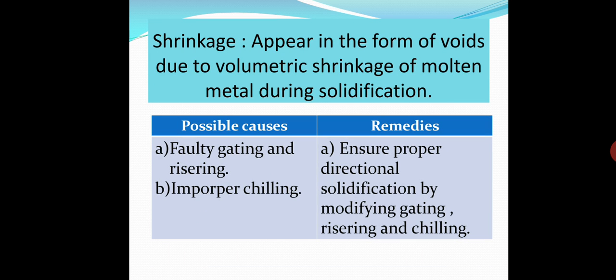Next is shrinkage. Shrinkage appears in the form of voids due to volumetric shrinkage of molten metal during solidification. If the amount of molten metal is not calculated properly, then after solidification the volume of the metal will be reduced and shrinkage appears. Possible causes for this defect are faulty gating and risering system and improper chilling. To avoid this, we have to ensure proper directional solidification by modifying gating, risering and chilling.